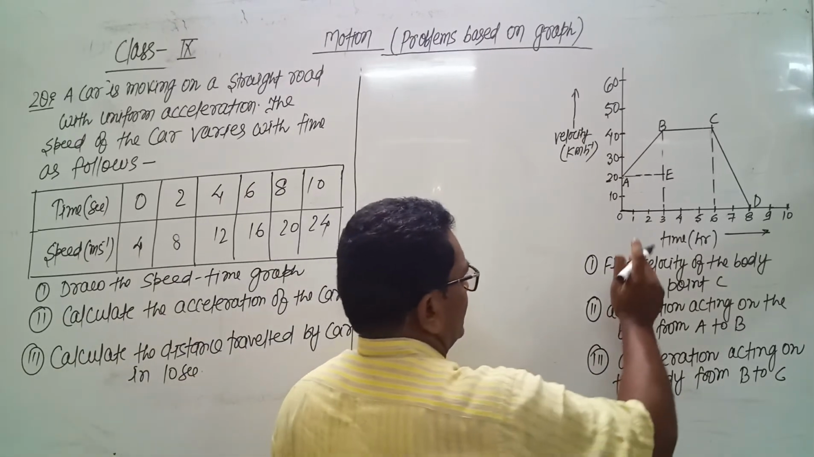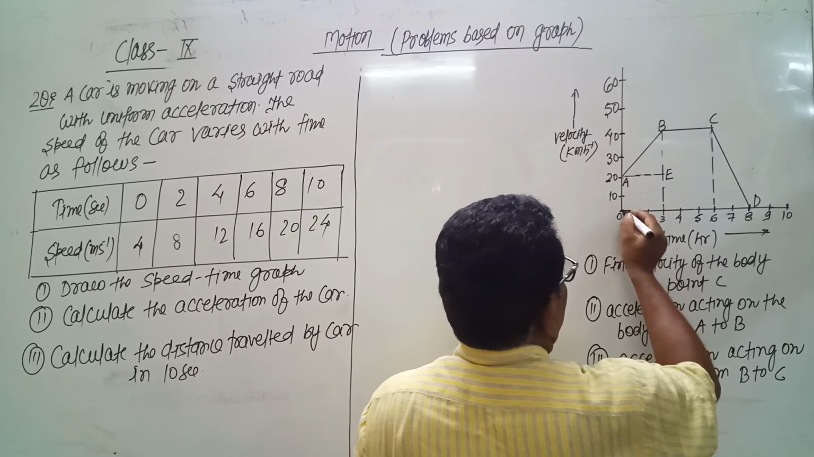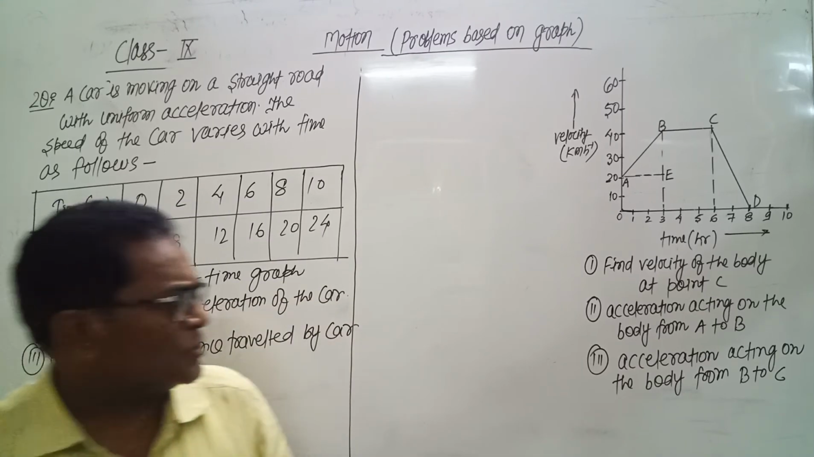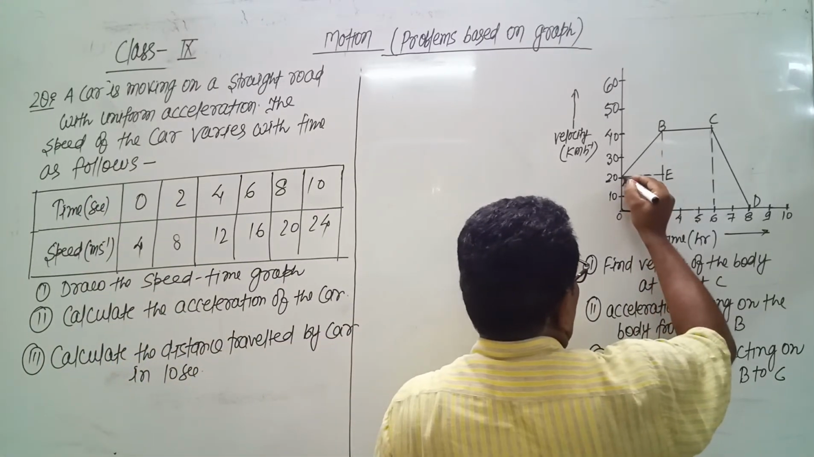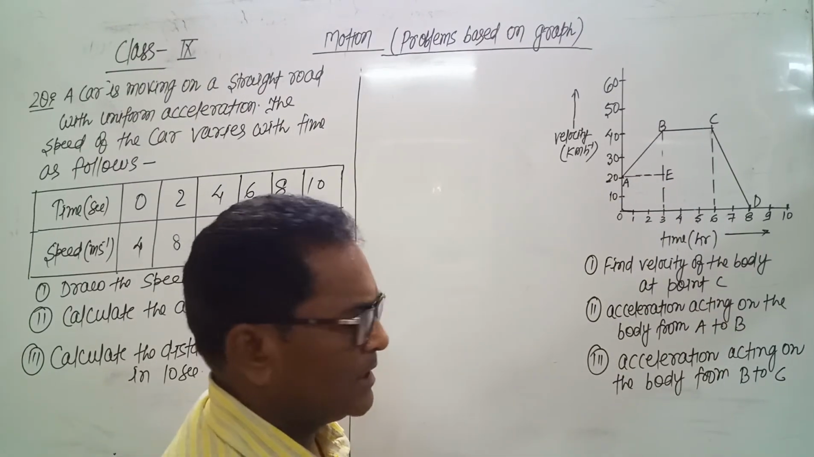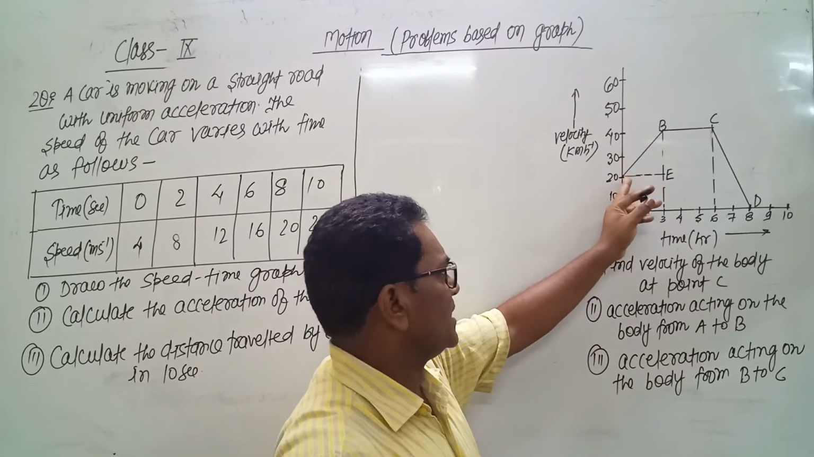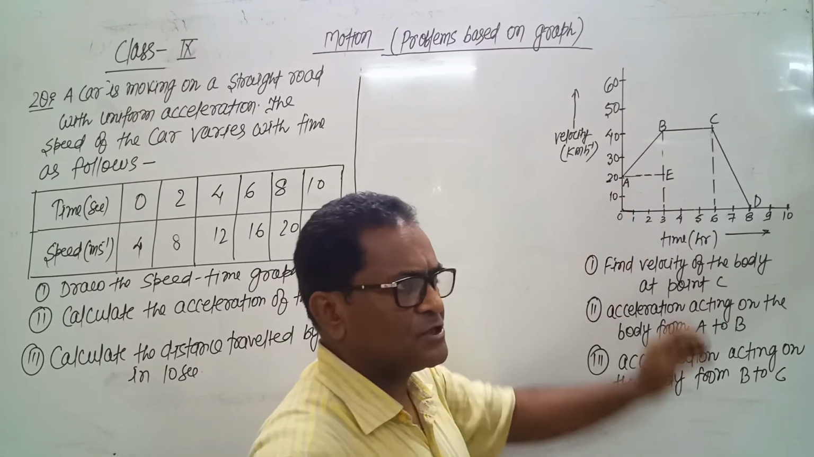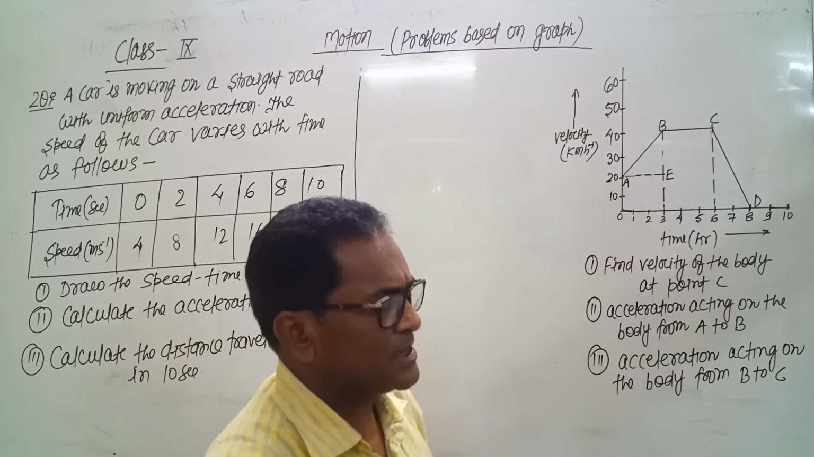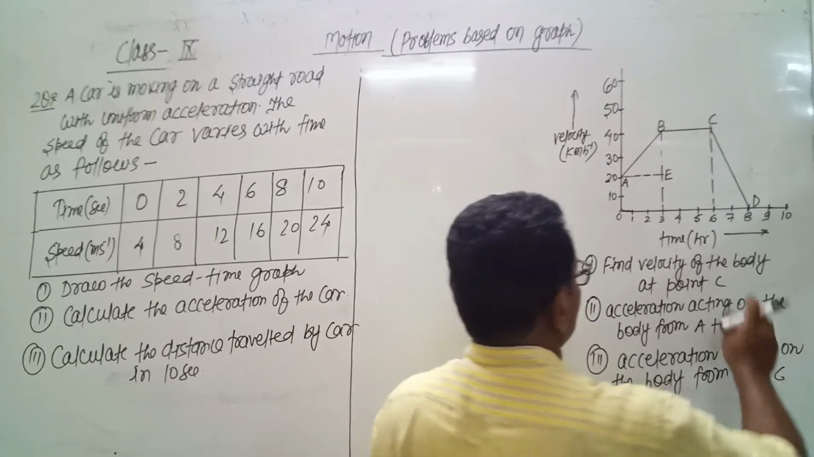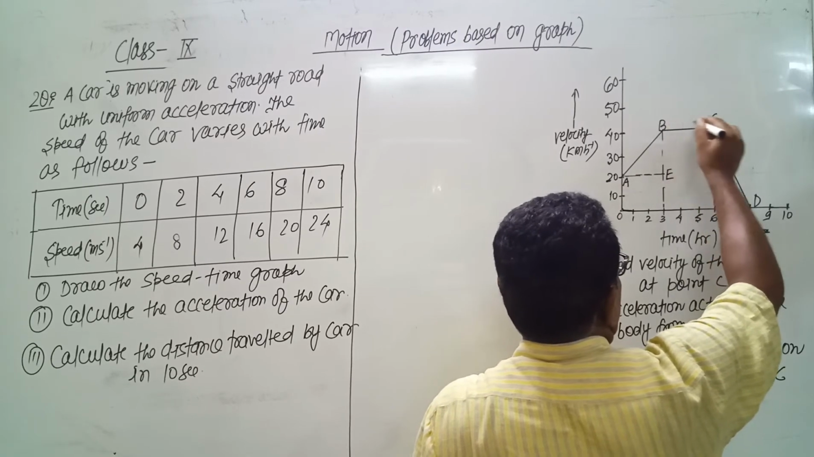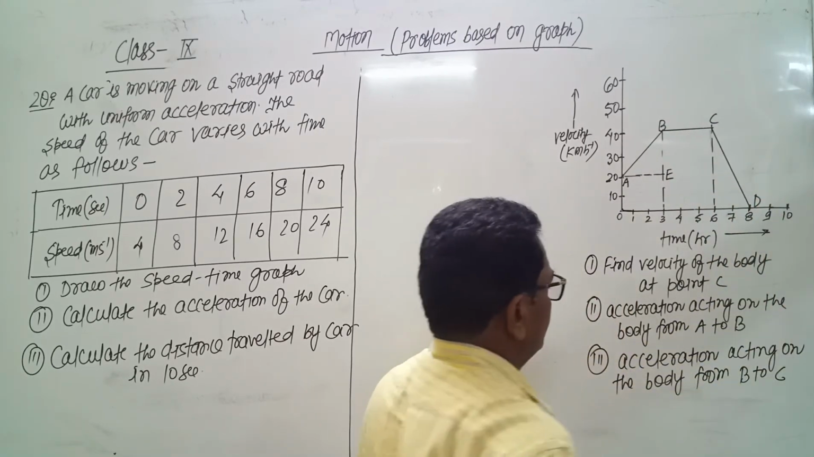So the body doesn't start from zero. Its initial velocity is not zero. The body has started from point A, where its velocity is 20 km per hour. The graph goes from A to B, B to C, and from C to D.